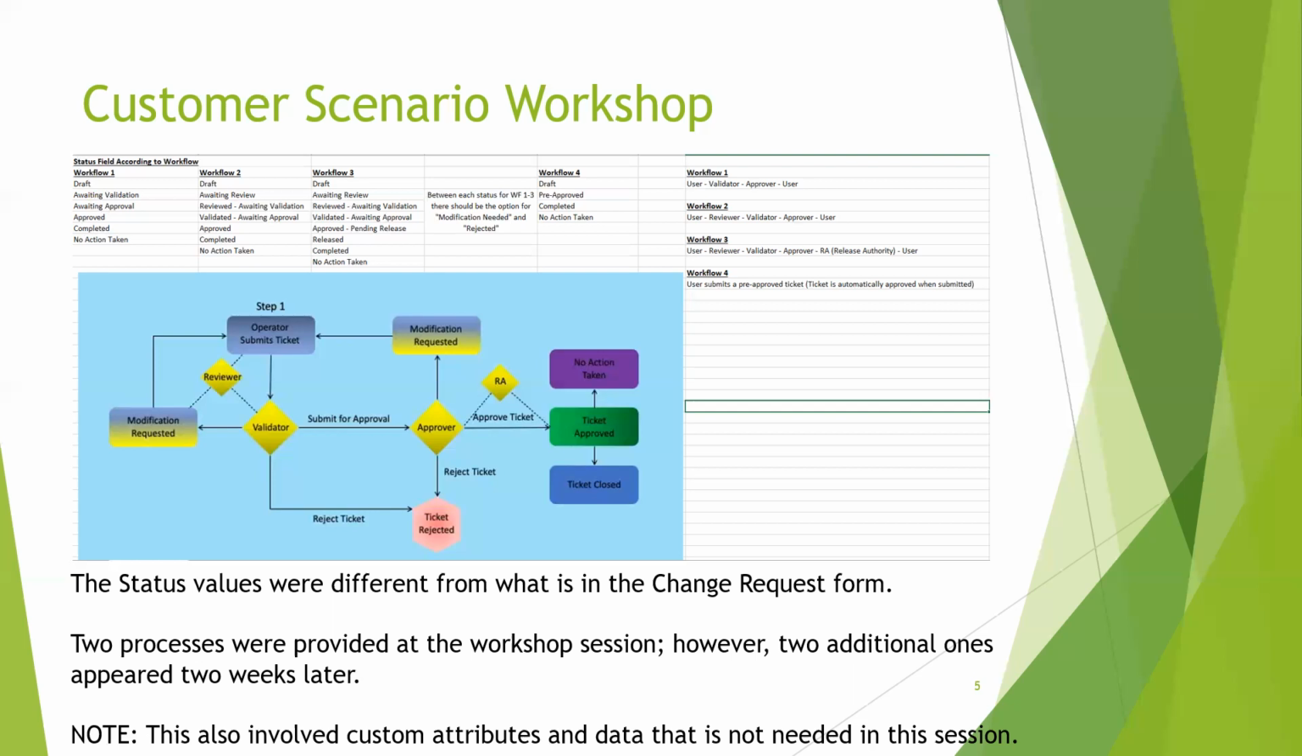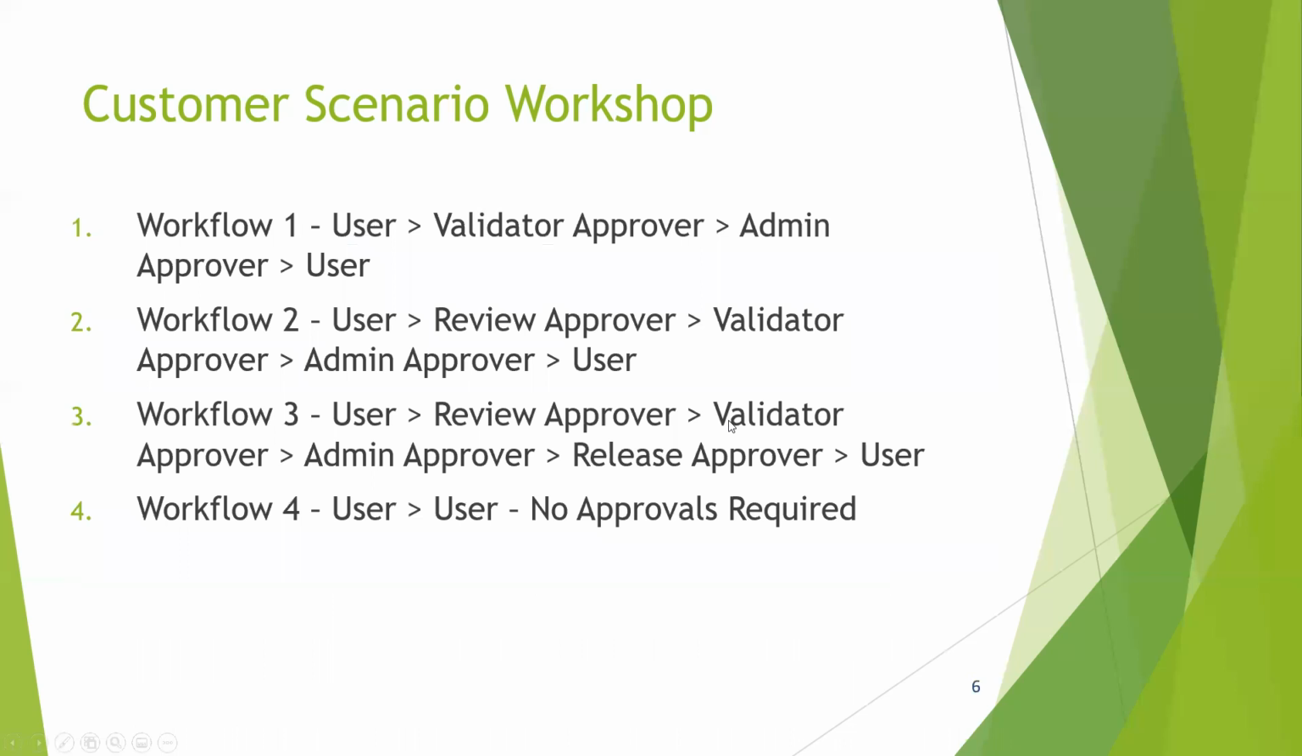So this is what I took. I took these 4 different workflow processes and all their requirements and threw it into the whole functionality. And this is what we came up with as far as the first one is, the user is the author. The author creates it. It goes to the validator. The validator approves it, then the admin approver gets it.